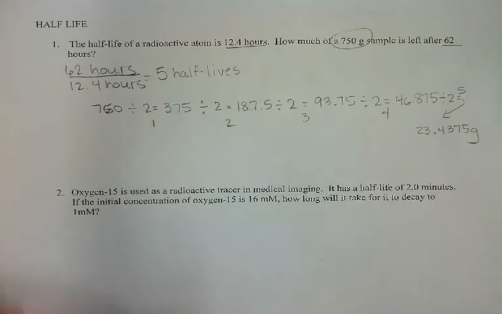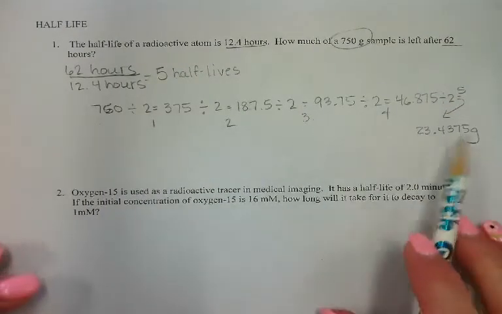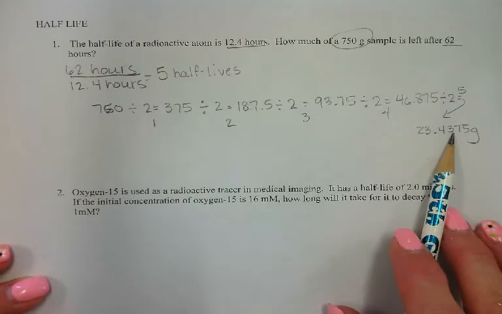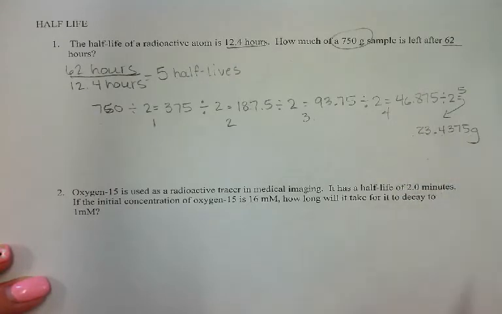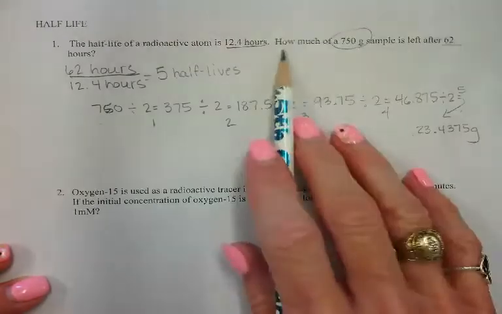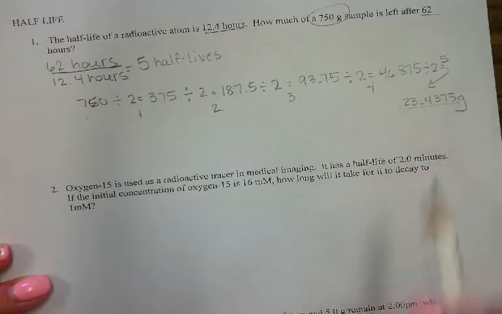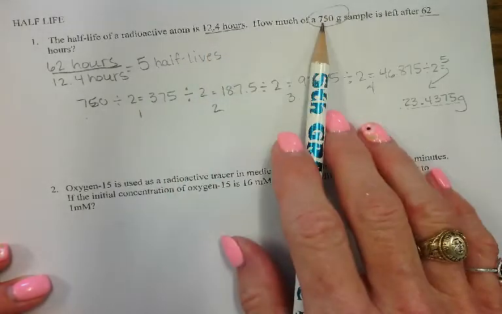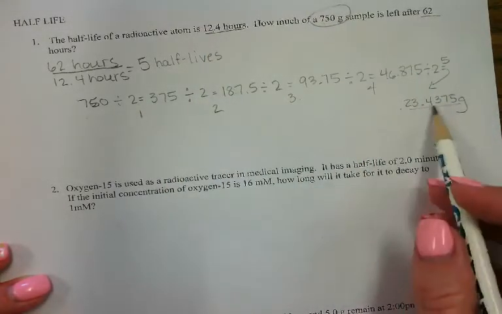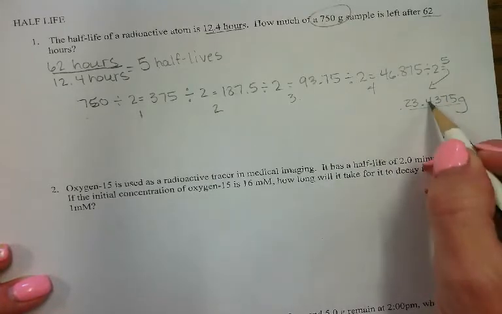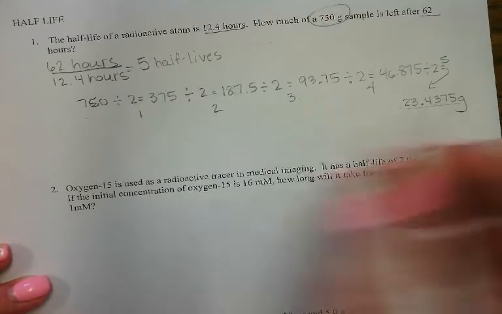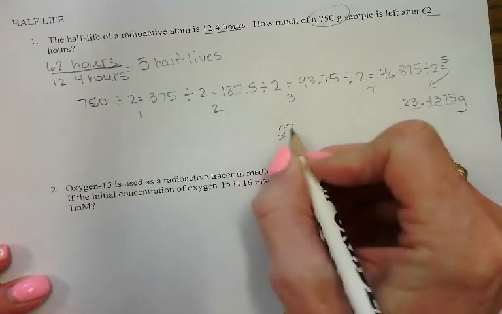So after 5 half-lives, 23.4375 grams remains. That's what my question was. How much of this sample is left after 62 hours? So in order to write this with a correct number of sig figs, that has 3, that has 2, and that has 2. So my final answer has to be rounded to 2 sig figs. That 4 does not cause that 3 to round up, so my final answer, 23 grams.